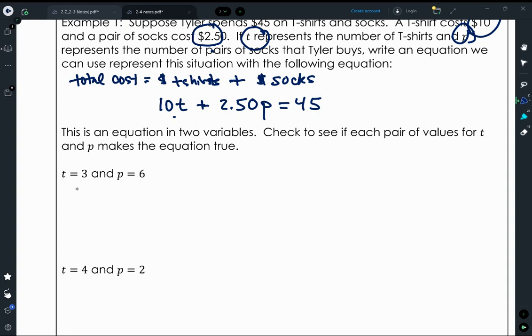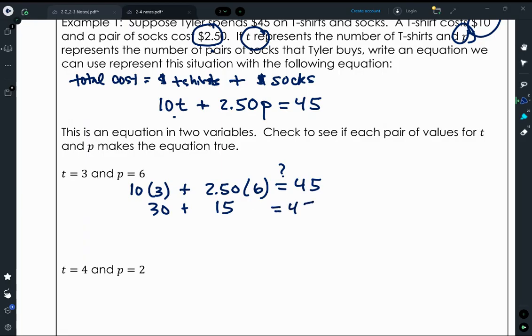First we want to see what happens if t is 3 and p is 6. So 10 times 3 plus 2.50 times 6. And then we're checking to see if it makes it true. So we're checking to see, does this really equal $45? Well, this is going to be 30. And 2.50 times 6 is going to be 15. So we do have 45 equals 45. And so yes, this makes the equation true.